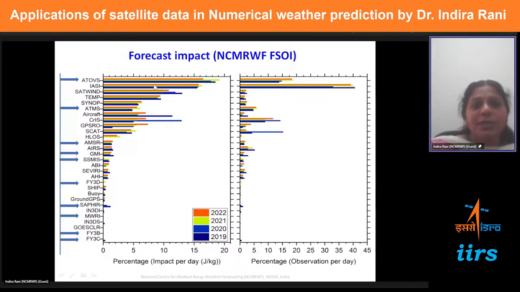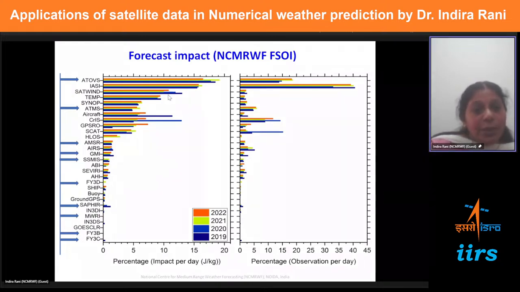And the next contribution is from IASI. Then the satellite winds. TEMP is the in situ radiosonde observation. So the conventional observations are also playing a major role in reducing the forecast error. But basically, if you see the satellite instruments, satellite observations play a major role, mainly ATOVS and IASI. ATOVS is the multispectral combination of 3 instruments, and IASI is hyperspectral with 8,000 plus channels. But one more thing we have to remember here: for ATOVS, we have a minimum of 4 satellites. We are getting the ATOVS data from 4 platforms, and IASI data we are getting from 2 platforms, that is METOP-B and METOP-C.